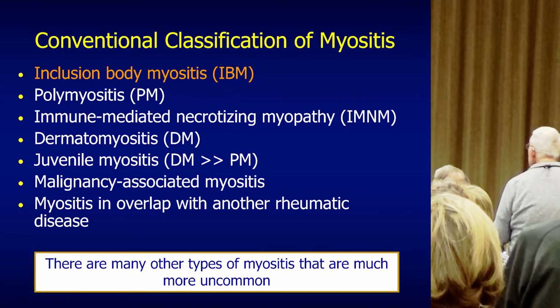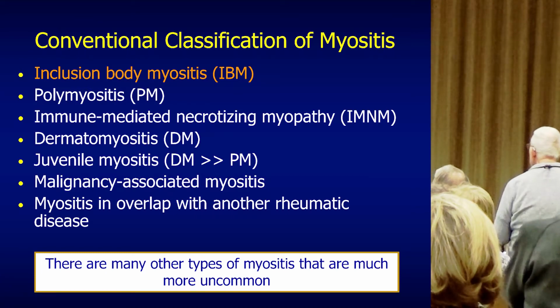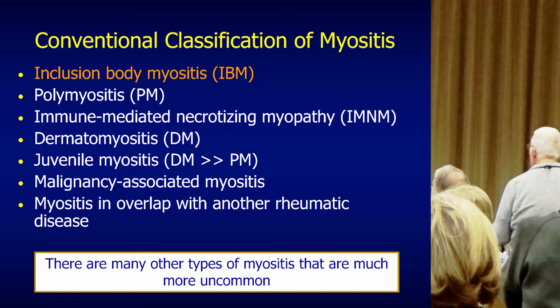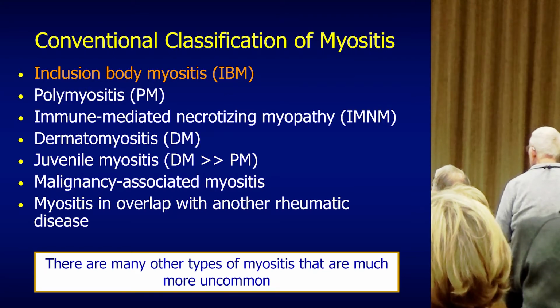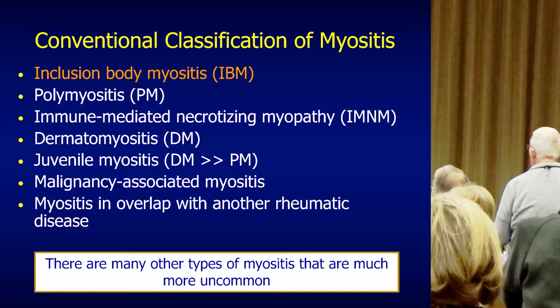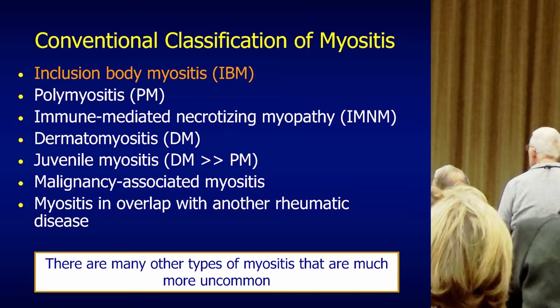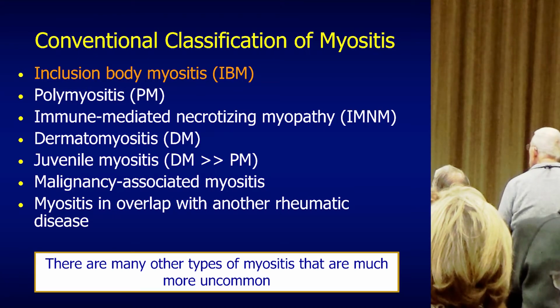Okay, so as many of you I'm sure are aware, there are a number of different forms of myositis. So there's inclusion body myositis, polymyositis, immune-mediated necrotizing myopathy, or IMNM, and dermatomyositis. These are the four most common ones that people often talk about, and there are other much more rare forms.